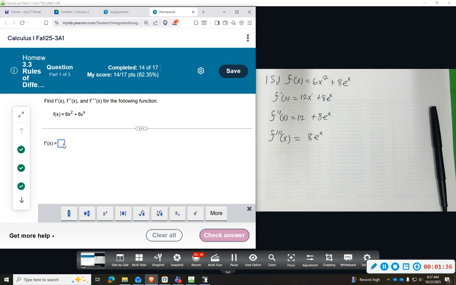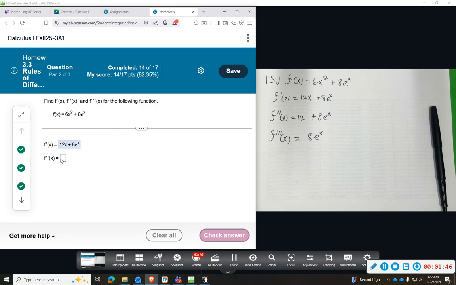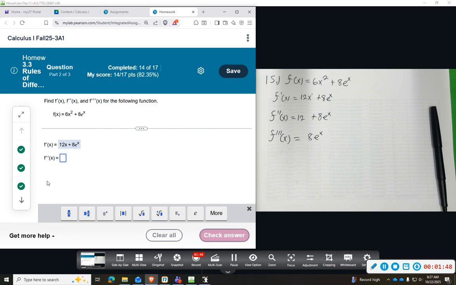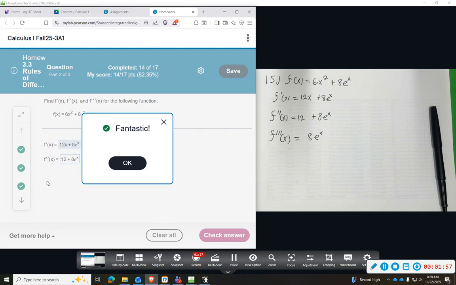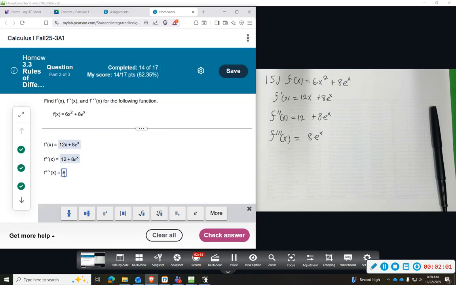So the first derivative, 12x plus 8e to the x. Next derivative is 12 plus 8e to the x, and the third derivative is just 8e to the x.